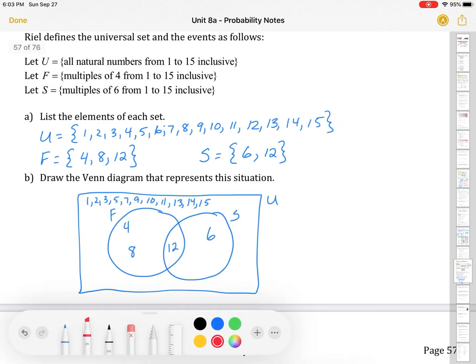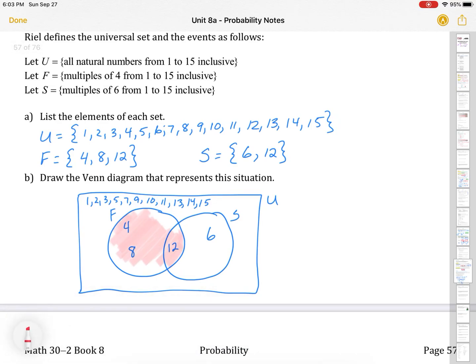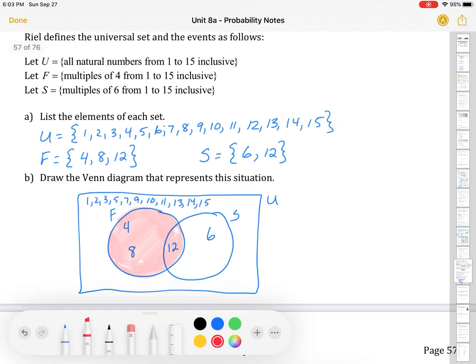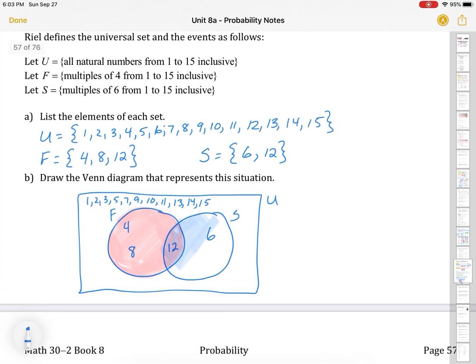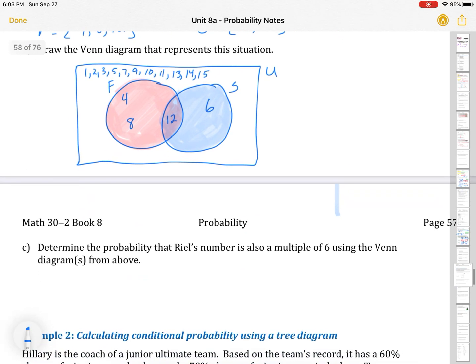So we know from this, and we can do some little coloring. This is F, which is our multiples of 4. And this is S, which is our multiples of 6. We can use that Venn diagram to help us answer some questions. Determine the probability that Riel's number is also a multiple of 6 using the Venn diagram from above. If we look at that Venn diagram, we know he's pulled a multiple of 4. So that was the probability of F, right?